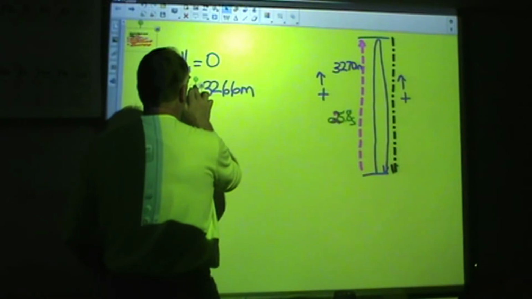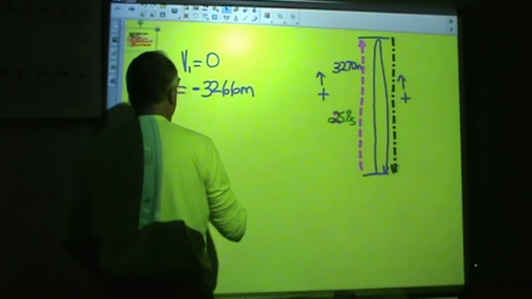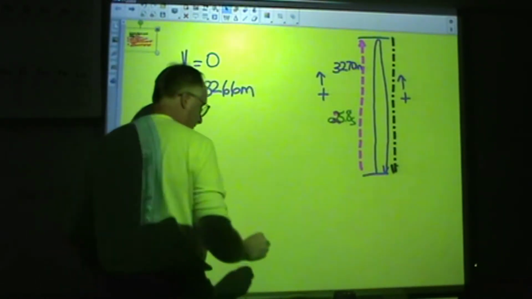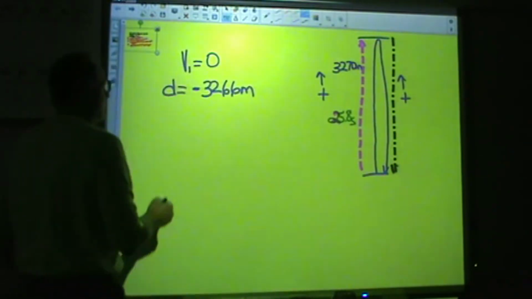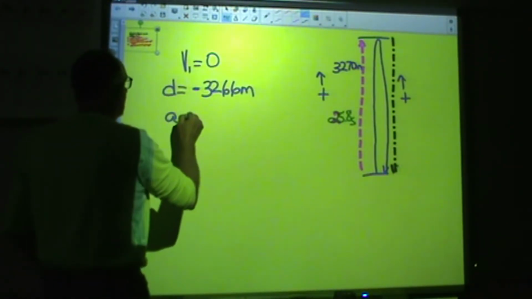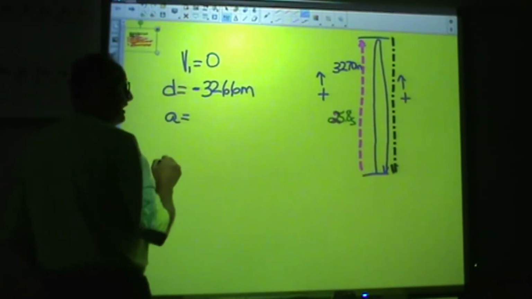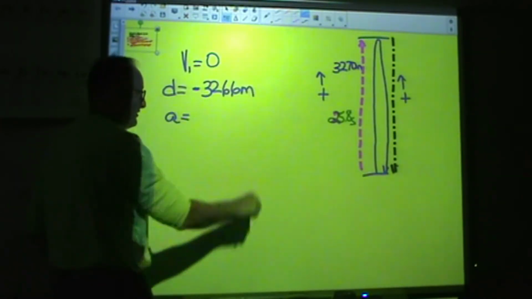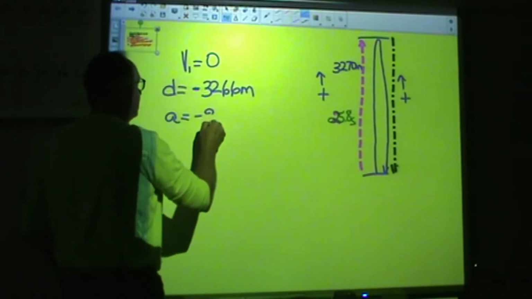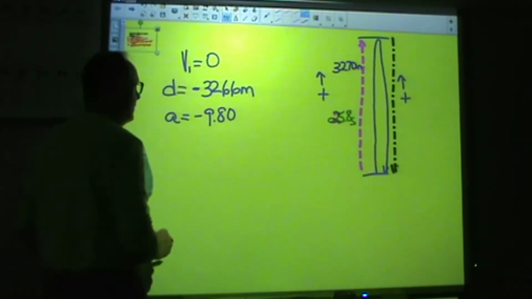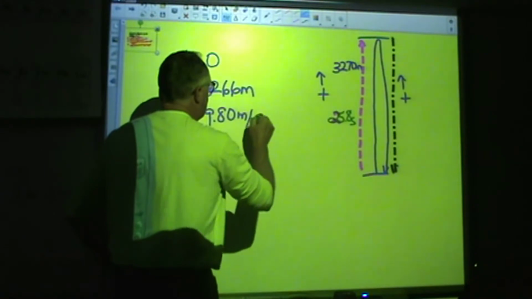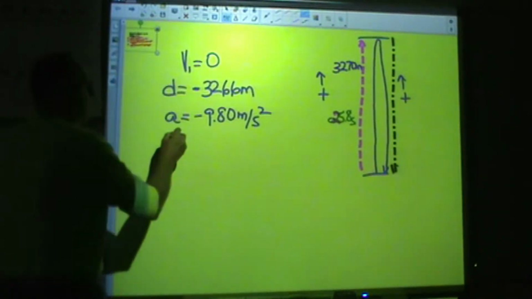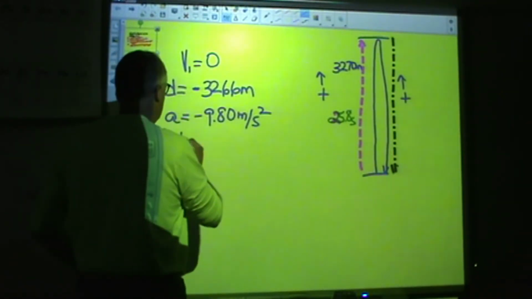Now I can put a negative sign in there. So the distance is going to be negative, and we also know the A, which is 9.80, but if up is positive, it's accelerating down, so it'll be a negative 9.80 meters per second squared. And we're looking for time.